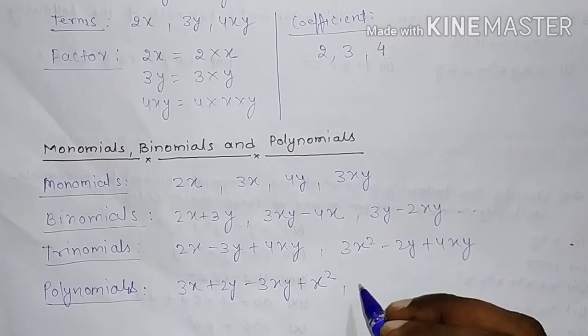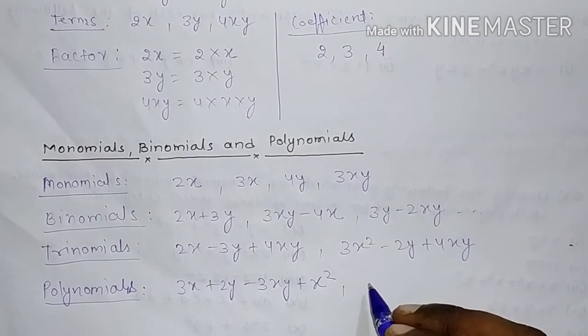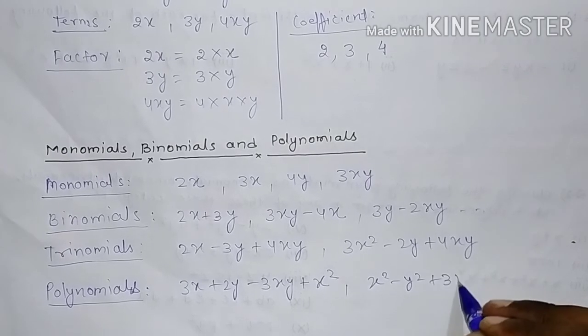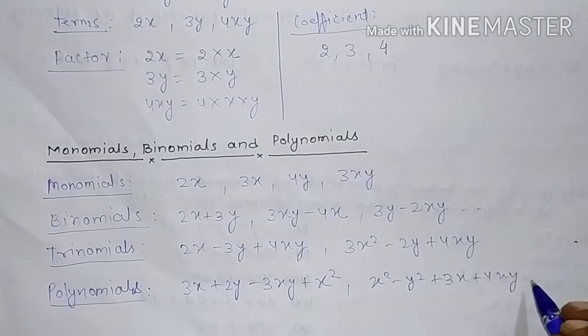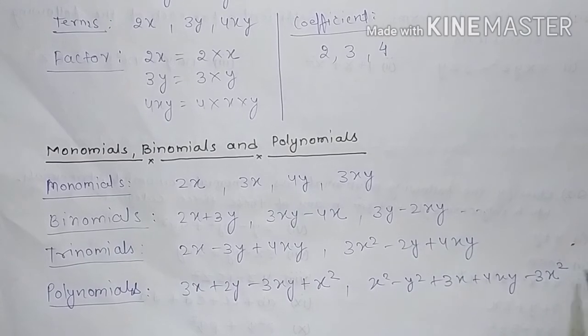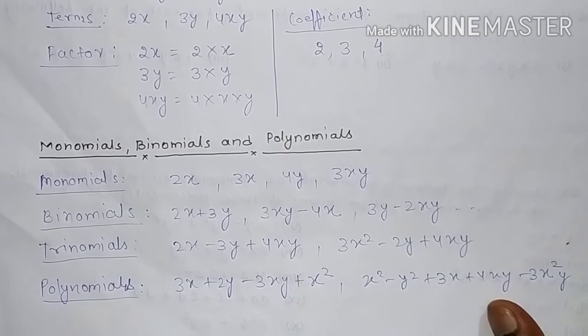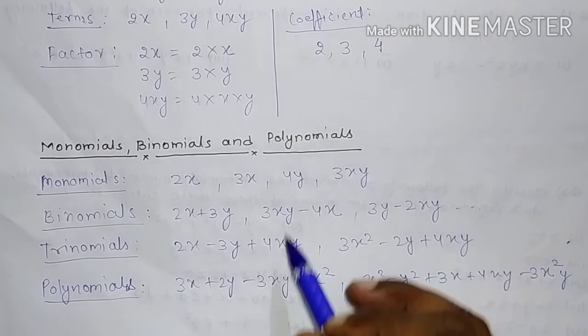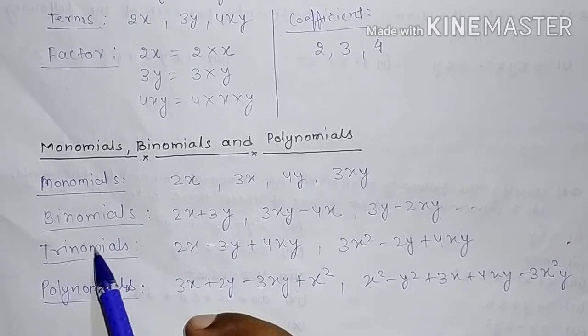Okay, so here we can take another example: x square minus y square plus 3x plus 4xy minus 3x square y. So how many terms are there? 1, 2, 3, 4, 5 terms. So this is also a polynomial. So simply these are the examples of monomials, binomials, trinomials and polynomials.